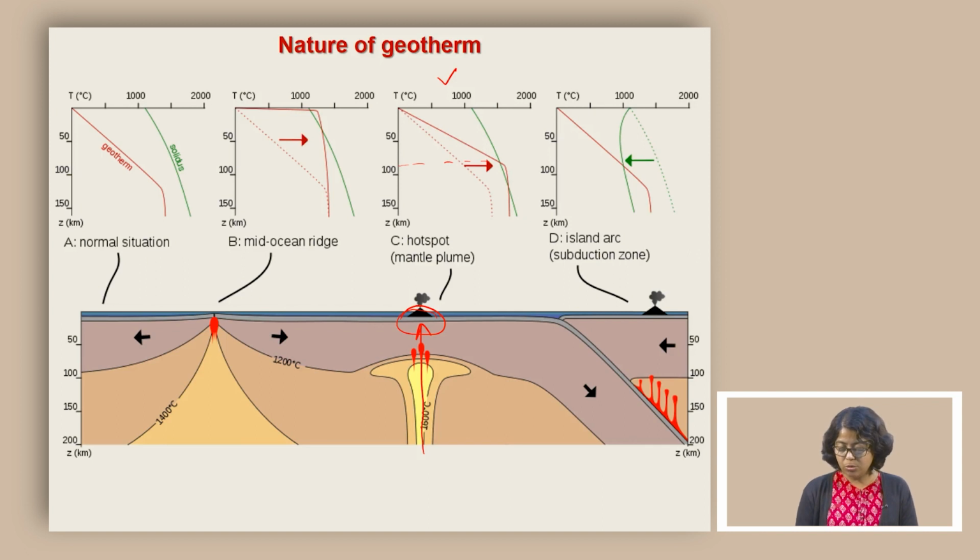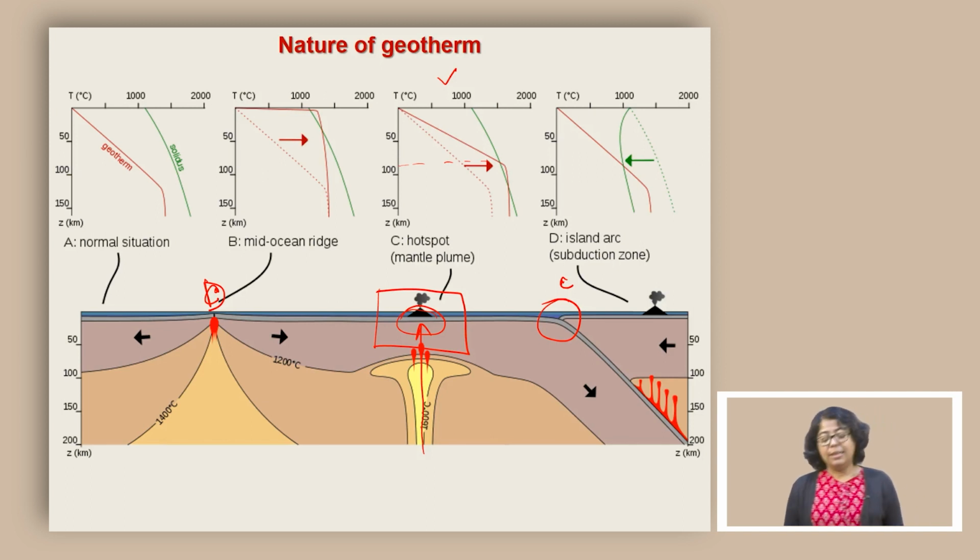So, in this cartoon you can see this is the subduction zone, which is a convergent plate boundary. This is a mid-oceanic ridge, which is a divergent plate boundary, and then this hotspot activity is creating volcanism which is far away from any of these boundaries. It is happening within the plate.